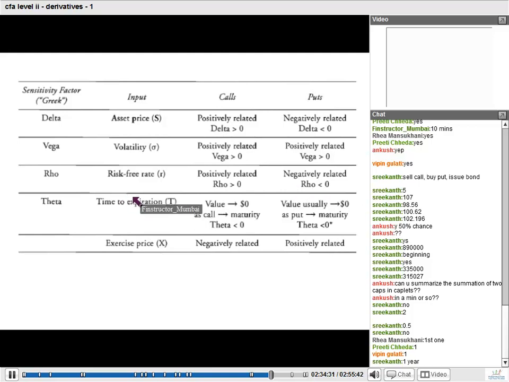As the time to expiration comes closer, or as time passes, the value of both options decreases. As the exercise price goes up, the price of a call option becomes lower. As the exercise price goes up, the price of a put option goes up. Why? You can sell at a higher price, so the value of this option goes up. You'll have to buy, but you'll have to buy at a higher price, so the value of this option goes down.